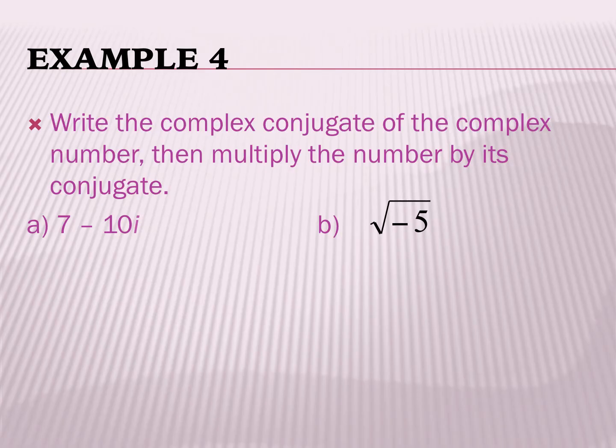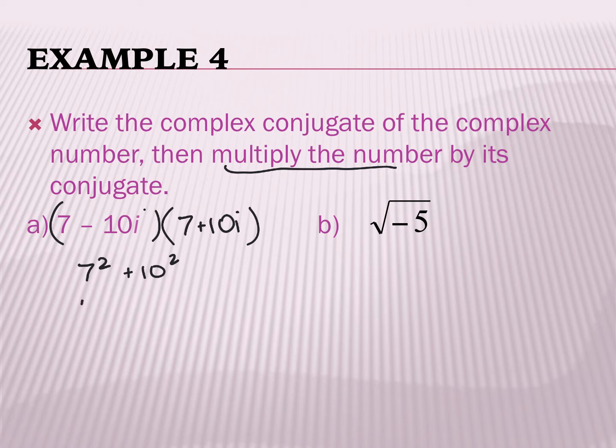All right, so this one just says, write the complex conjugate of the complex number, then multiply the number by its conjugate. So what's the conjugate of 7 minus 10i? 7 plus 10i. So I have two choices when I go to multiply: FOIL this all out, or use my shortcut, which is 7 squared plus 10 squared. 49 plus 100, 149.